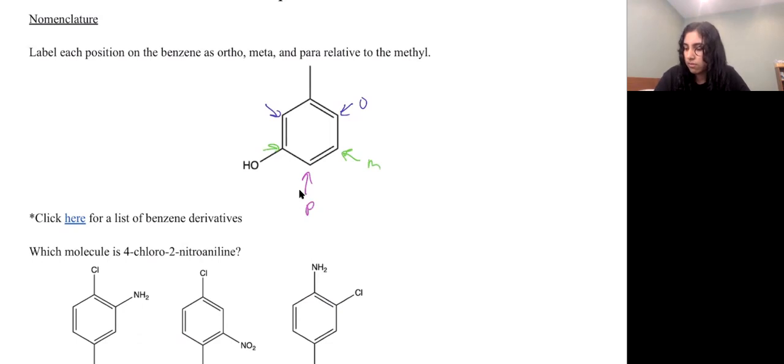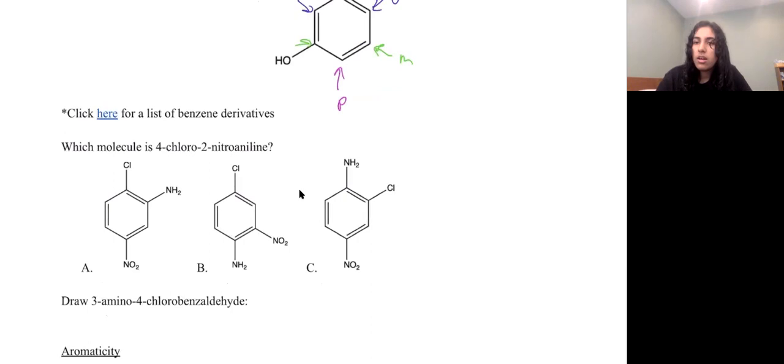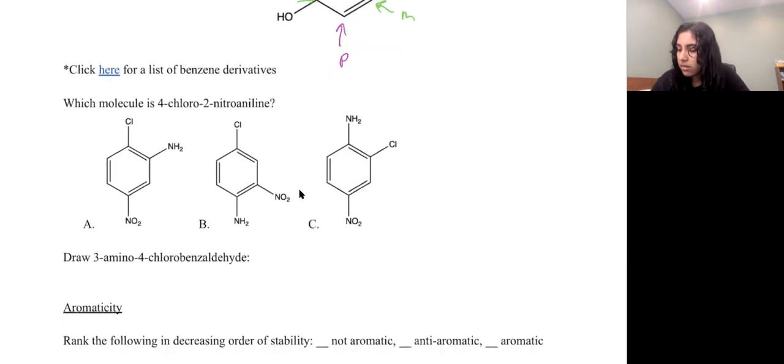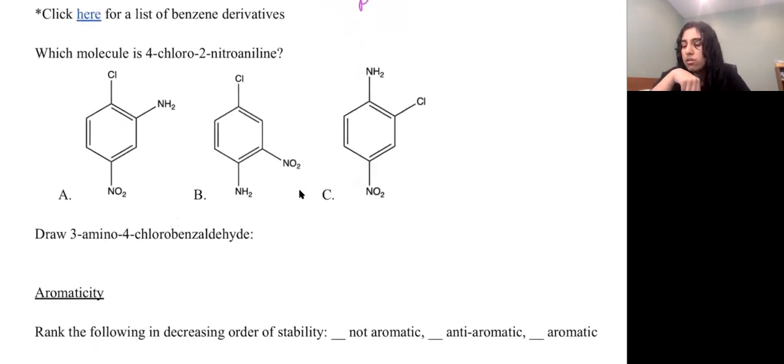And then that's just important for everything in this chapter, but mostly for naming. For naming, I posted a link to a bunch of benzene derivatives. For example, it would tell you what a toluene looks like or what the name for a benzene with an amine on it is. I think it's really helpful, especially for IUPAC. But it's mostly multiple choice like this. So this is asking which molecule is 4-chloro-2-nitroaniline.